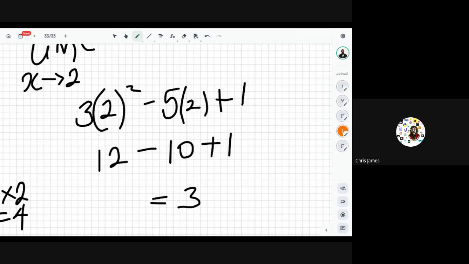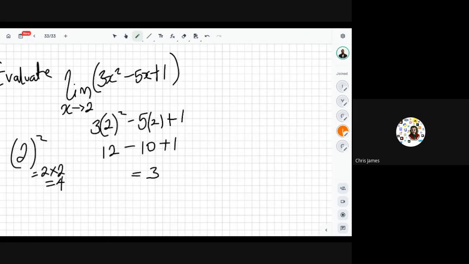Can you also factorize this? Like if we were to solve it using factorization? If direct substitution works, it means it's not an indeterminate form. We use factorization when we have an indeterminate form.